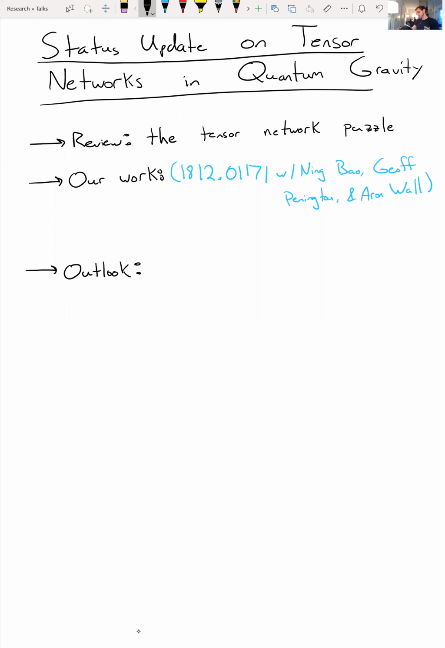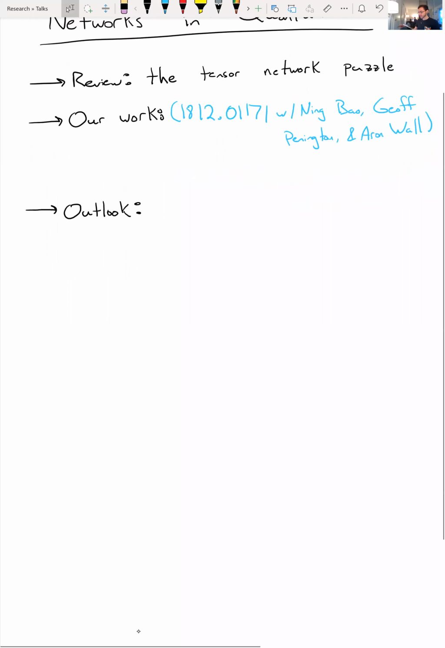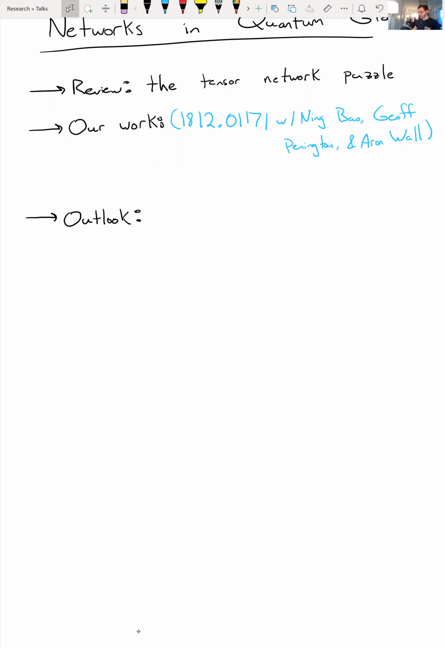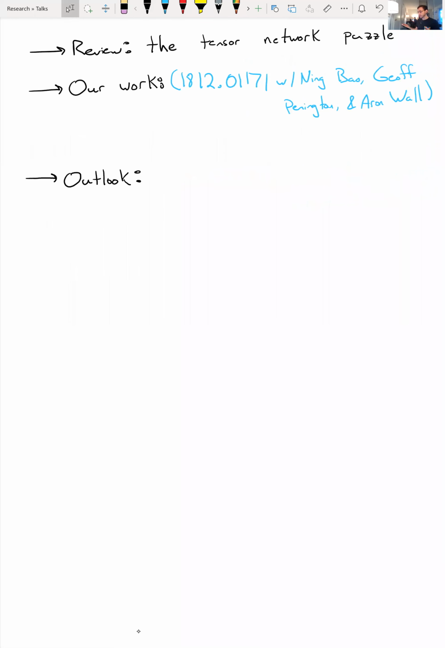And then I'm going to be talking, and this will be the main body of the talk, about this paper I wrote about a year ago with Ning Bao, Jeff Pennington, and Aaron Wall, in which I think we provided a partial answer to that puzzle. And the answer is that geometric states in holographic theories of quantum gravity are tensor networks.